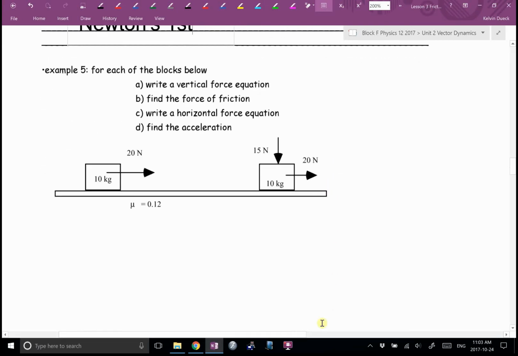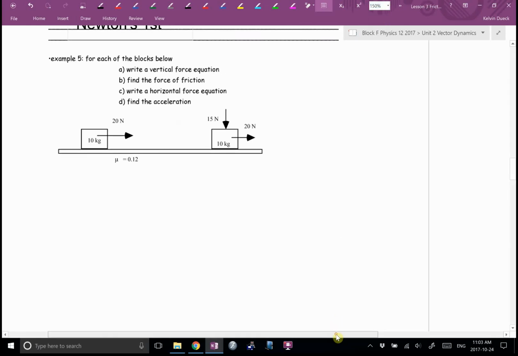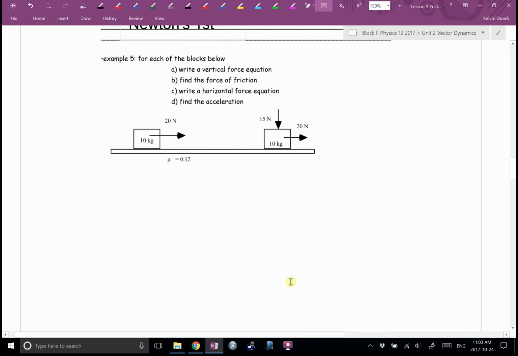Example 5 says this. For each of the blocks below, write a vertical force equation. Find the force of friction. Write a horizontal force equation. And then find the acceleration. I like this question. Although I probably would just ask part D and I wouldn't walk you through all of these steps. And I got to be honest, the left-hand side is too easy for Physics 12. The right-hand side is barely scratching the surface of Physics 12.